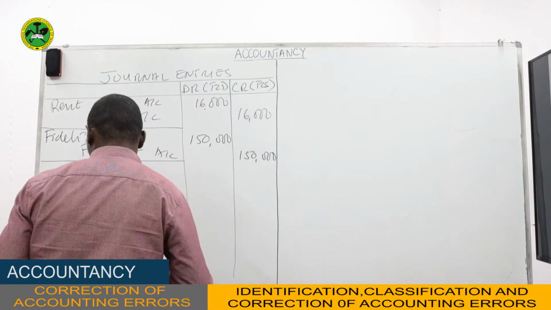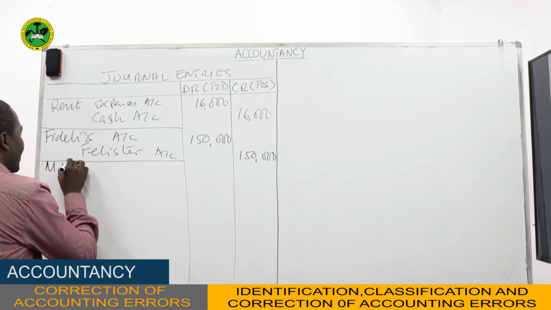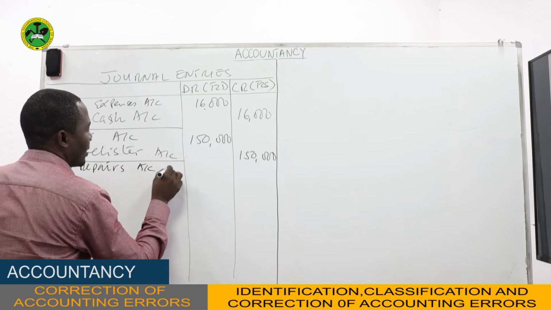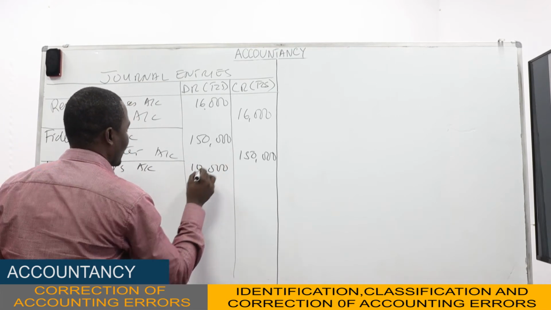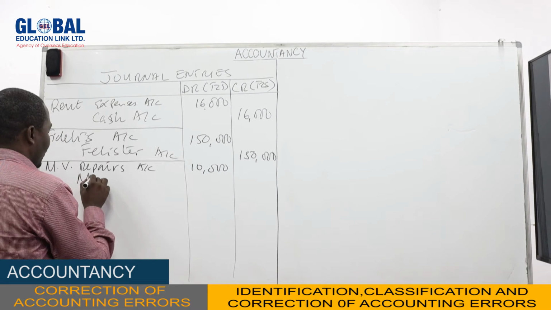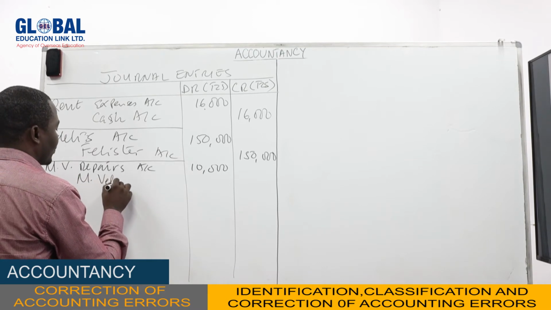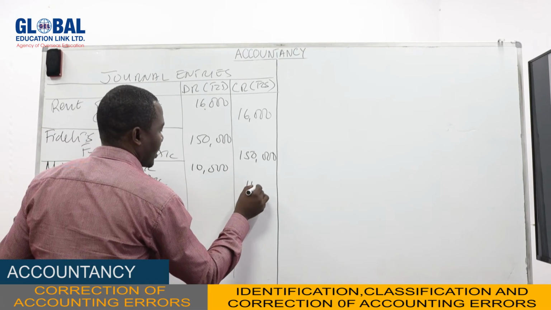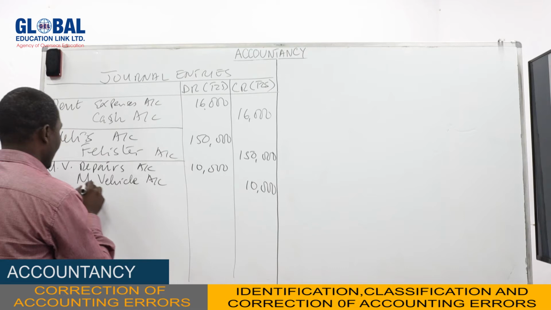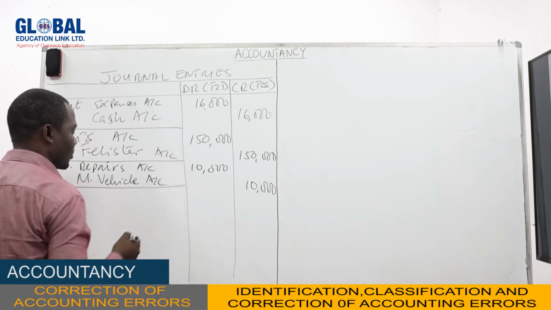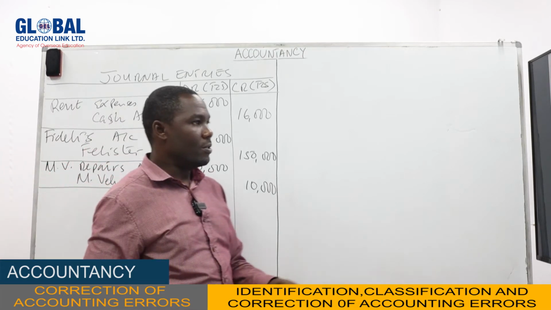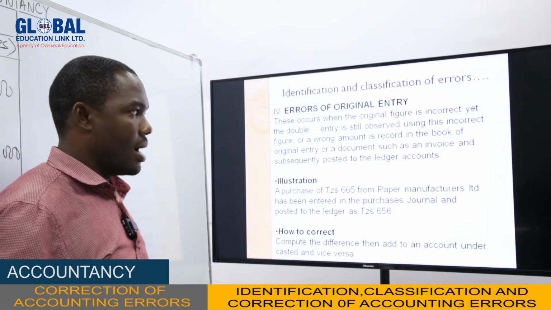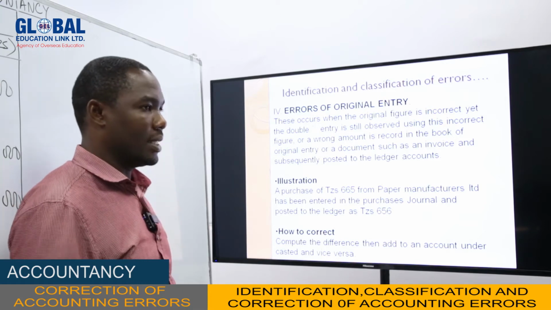We debit motor vehicle repairs account by 10,000. We credit motor vehicle account 10,000. So remember to write the narration. We move to the next. That is errors of original entry. How do errors of original entry happen?